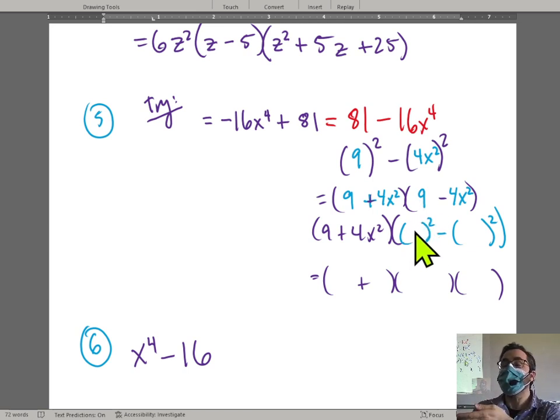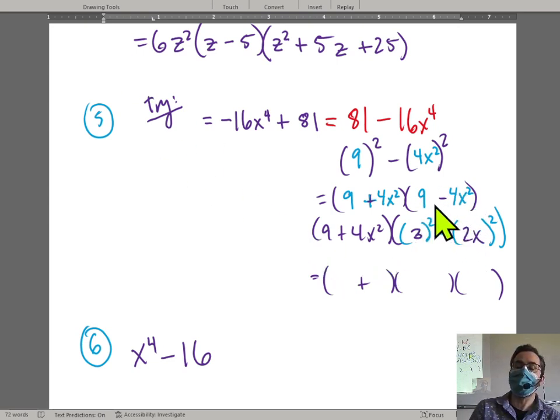What squared makes 9? You got to stay with me. It's 3. What squared makes 4x squared? 2x. This is tricky, but try to stay with me. We can factor this second parenthesis actually as another difference of squares. So the first parenthesis maintains 9 plus 4x squared because there's no factorization for a sum of squares, but this one factors. What will it be?